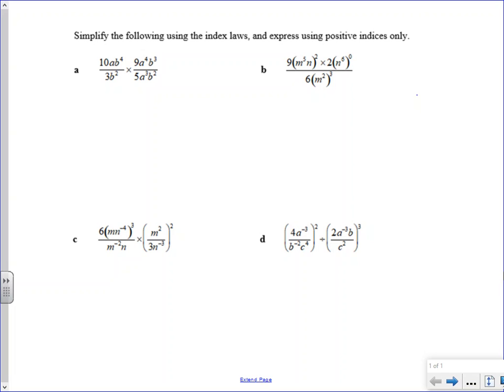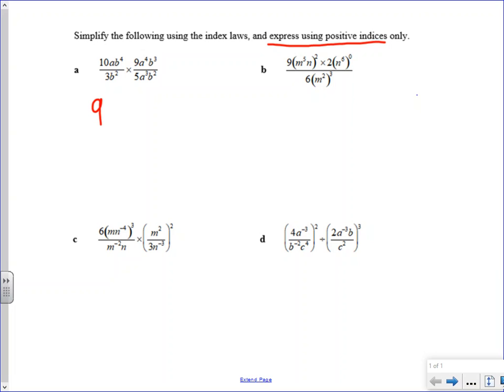So make sure that in this question it's saying express using positive indices only. That means we want to change the negative indices into positive indices. So to start us off, let's look at this top one. Right away, let's just go ahead and multiply the fractions.